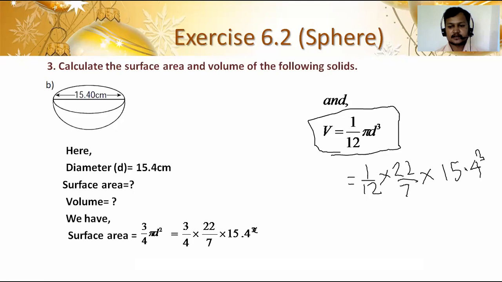Yes, all of you do the calculations fast. 1 by 12 into 22 by 7 into 15.4 cube. At first you can multiply the numerators, 22 into 15.4 cube, then divide that by 12 into 7, that is 84. 15.4 cube into 22 divided by 84.